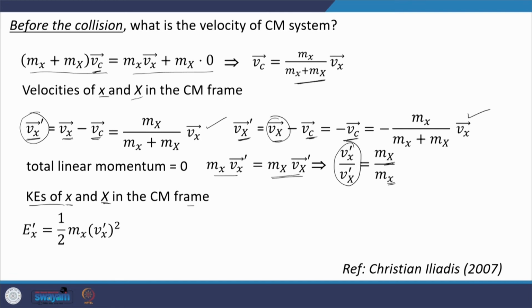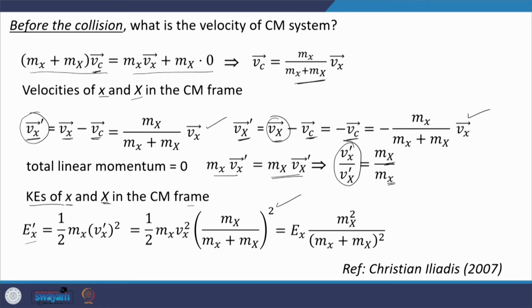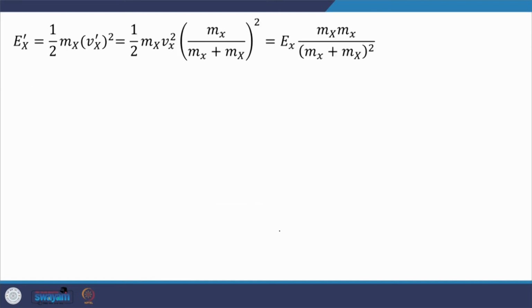So, how do they look mathematically? Ex prime is nothing but half mv square, and if you expand this and simplify, you get an expression which involves the mass of the target nucleus, the mass of the projectile, and the energy of the projectile. Similarly, the kinetic energy of the target nucleus is half mv square, where m is the mass of the target nucleus and v is the velocity with which the target nucleus is moving in the center of mass frame. That is why we are using the prime symbol. So, one can get this kind of expression.